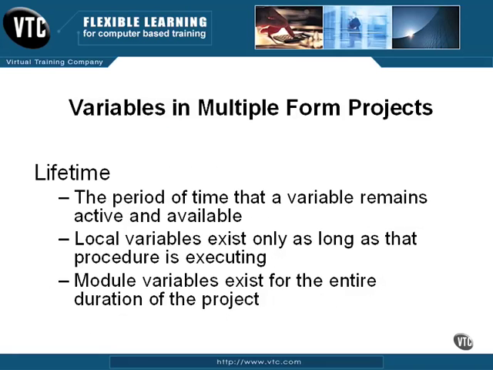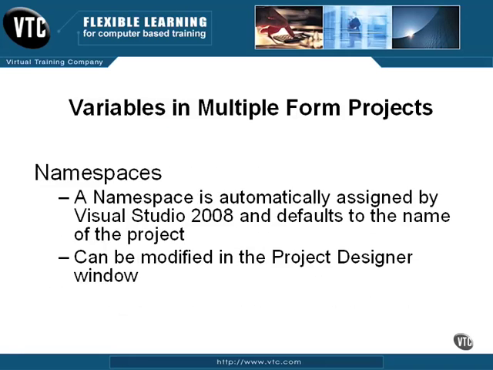The lifetime of a variable is the period of time that a variable remains active and available within the project. Local variables exist only as long as that procedure is executing, and you should use local variables as much as possible. Module level variables exist for the entire duration of the project, and there are times when module level variables are indeed necessary. Namespaces are automatically assigned by Visual Studio and default to the name of the project. This namespace can be modified in the Project Designer window.